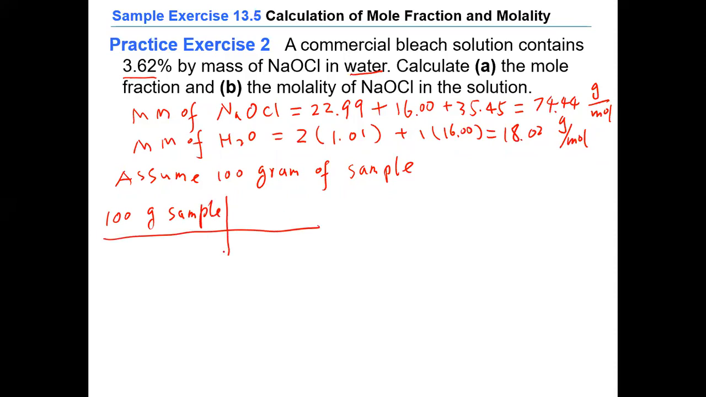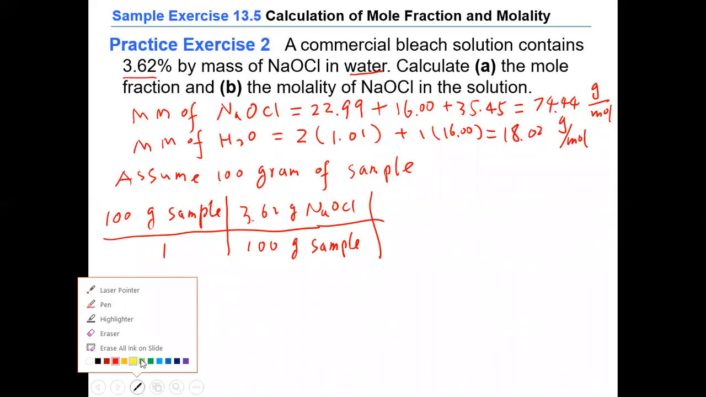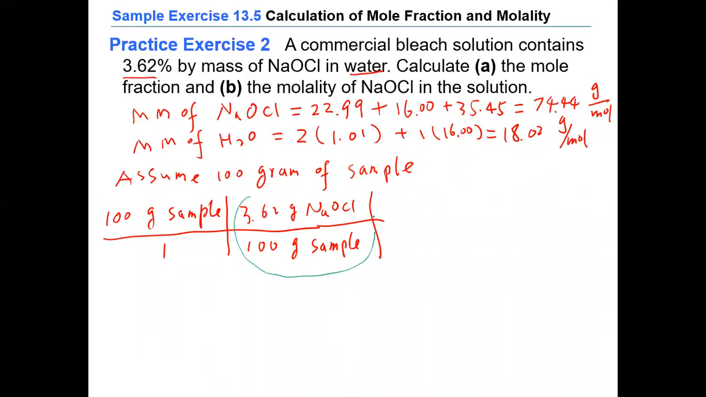Then we use our percent by mass. We see 100 gram sample has 3.62 gram NaOCl. This fraction comes from our given information. Then you just see the cancellation, the grams of sample cancel out, so we get 3.62 gram NaOCl.